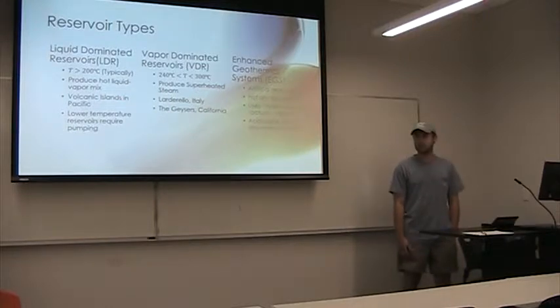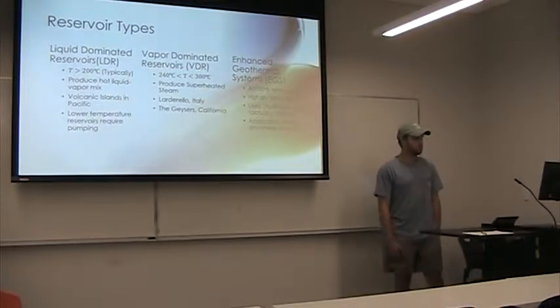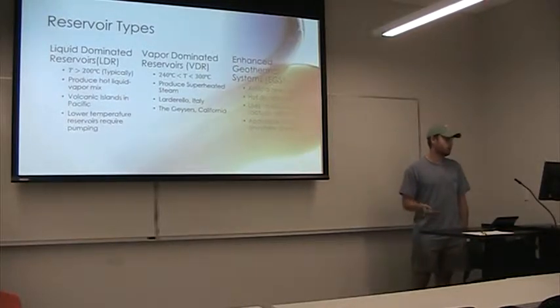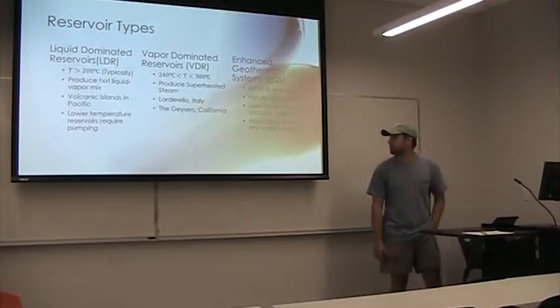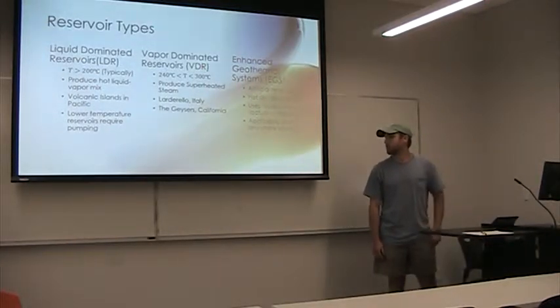There are 3 different types of reservoirs. The first one is a liquid-dominated reservoir. These are usually lower temperature reservoirs, and the working fluid pumped out of them is a mixture of steam and liquid. They have different types of plants for these, and I'll talk about that in a minute. Usually these are found in volcanic islands in the Pacific, and a lot of them are found in the continental US. At lower temperatures they need to be pumped out, because the vapor isn't at high enough pressure to come out on its own.